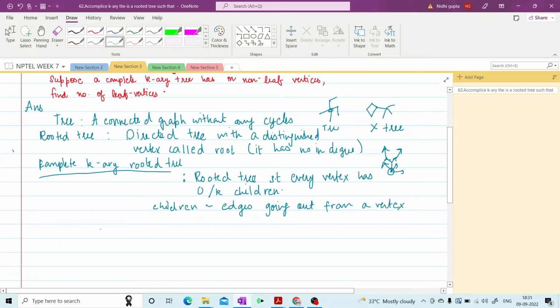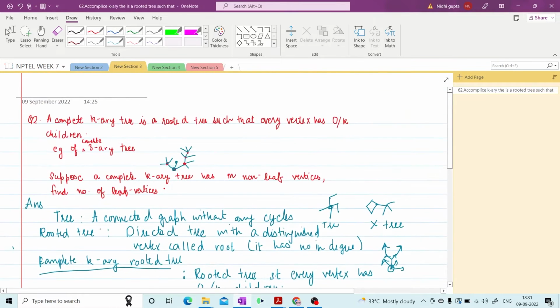As an example, this is a 3-ary rooted tree. This is a root and you see all the edges are coming out of it, and the number of edges coming out from each vertex is either 3 or 0. And under this 3-ary tree we also have two types of vertices: leaf and non-leaf vertices. A leaf vertex is basically a vertex which is at the end, with no out degree.